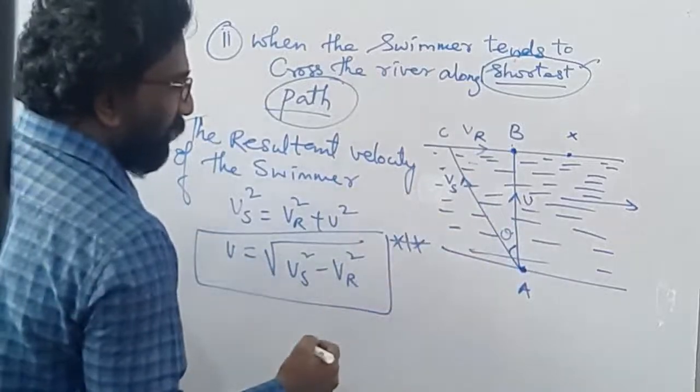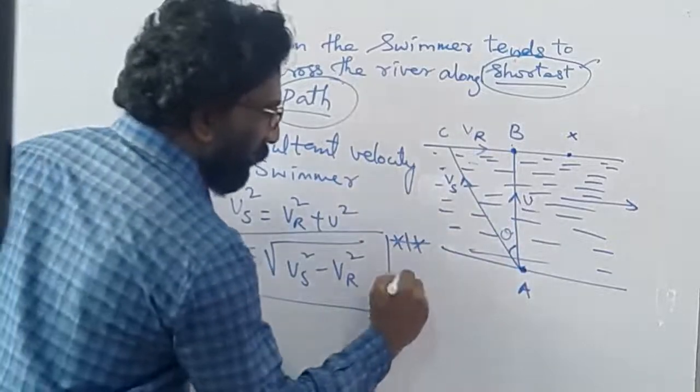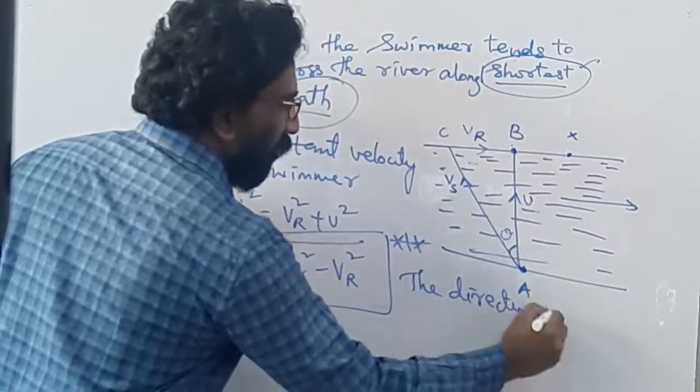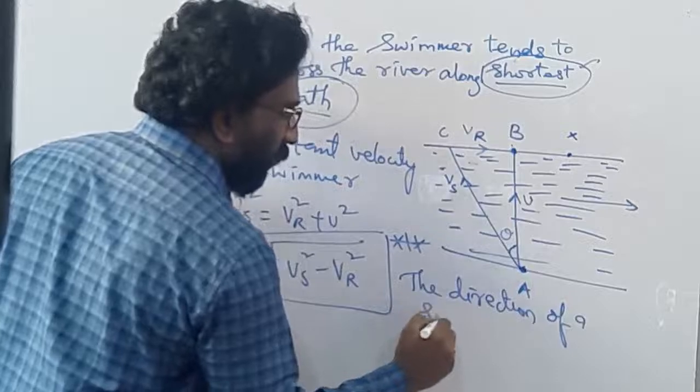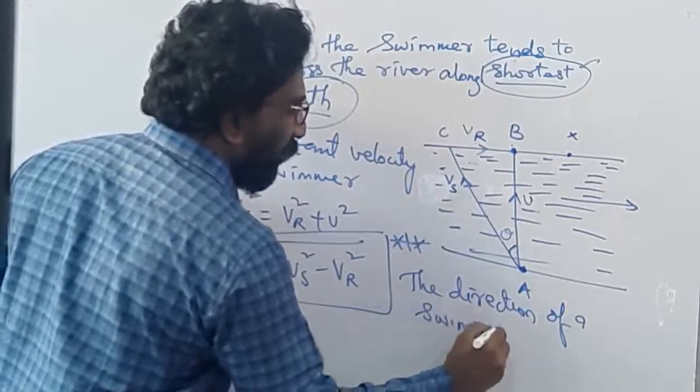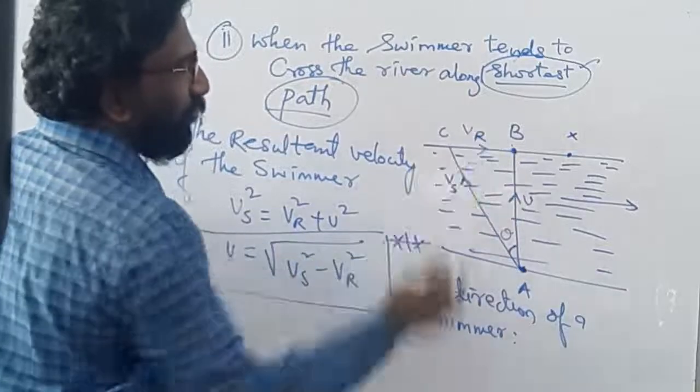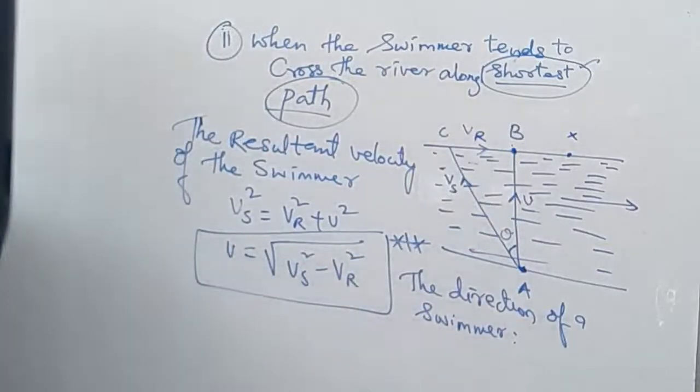So now, next, the direction. I need to calculate the direction of a swimmer. How to calculate the direction of a swimmer? See here now. This is unknown to us, and these are the only known values. So how to calculate that one?